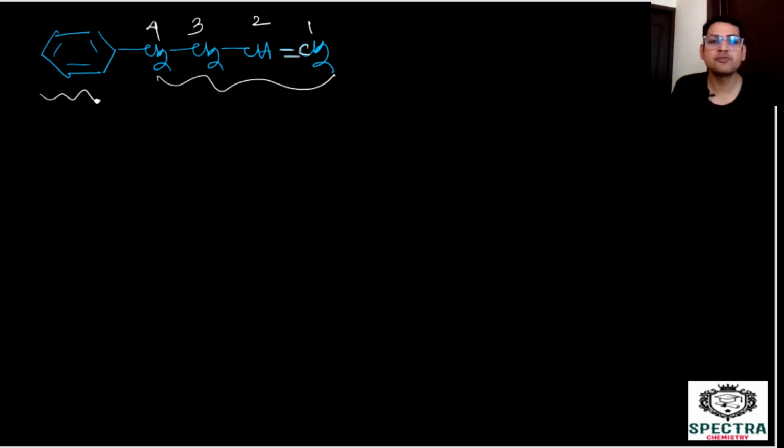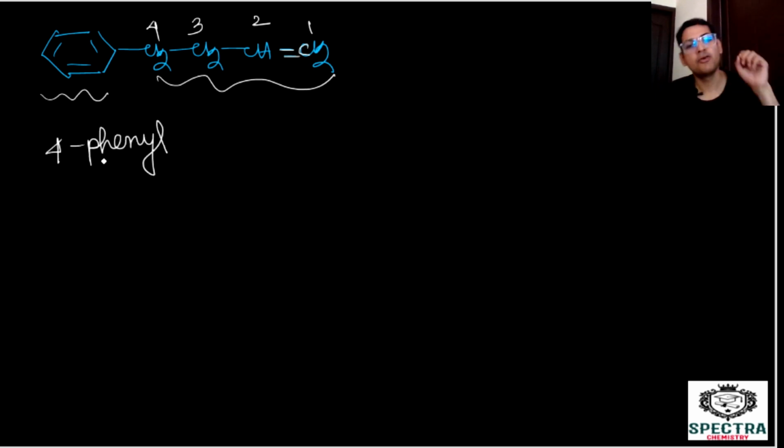Sir, what about this benzene? It will act as a substituent. It is called phenyl ring. It will act as a substituent. Now sir, very easy. So first the position of the substituent. What is the position? 4. At 4 position, what is the substituent name? That is phenyl. 4-phenyl.